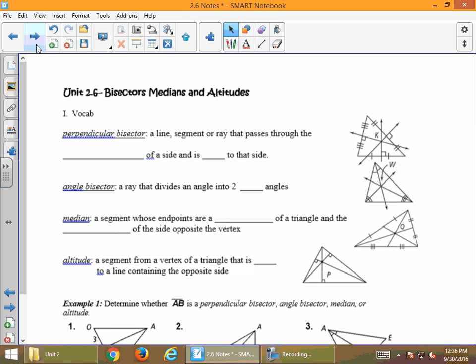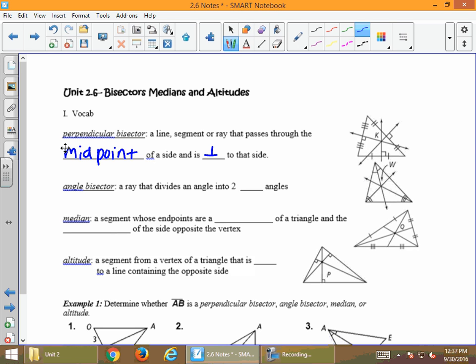A perpendicular bisector is a line, segment, or ray that passes through the midpoint of a side and is perpendicular to that side. Alright, so if we look in this diagram, we'll take a look at this line in particular. It's perpendicular to this side because there is a right angle. We know it's perpendicular. Also, there are those congruent marks on this side, so we know it's going through the midpoint.